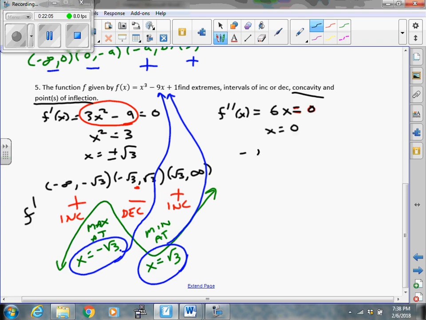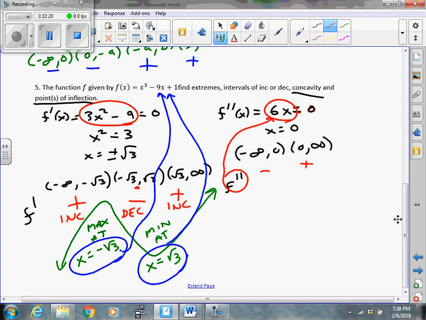Now I'm going to check the concavities because for points of inflection, I need to have a change in the concavity. So since I'm checking the double derivative, pick a number like negative 5. That's negative. Plug in 3. You get a positive. That tells me this is concave down from negative infinity to 0. From 0 to infinity, it's concave up, which implies because these two change, that I have a point of inflection in that area.